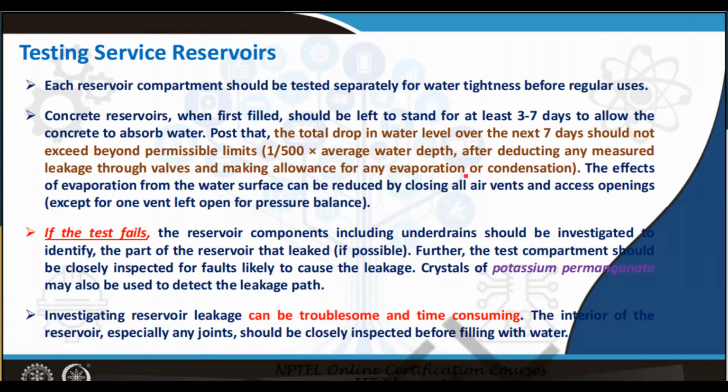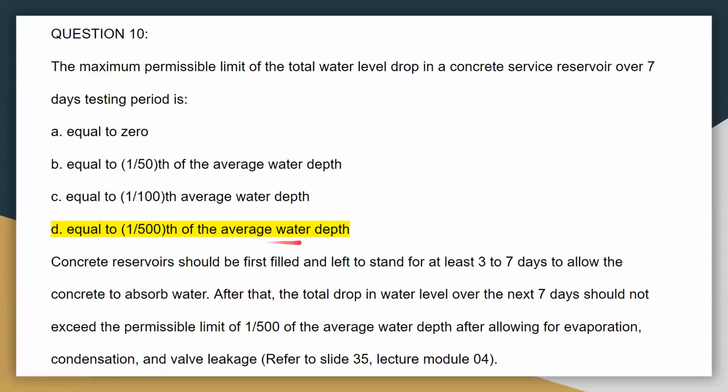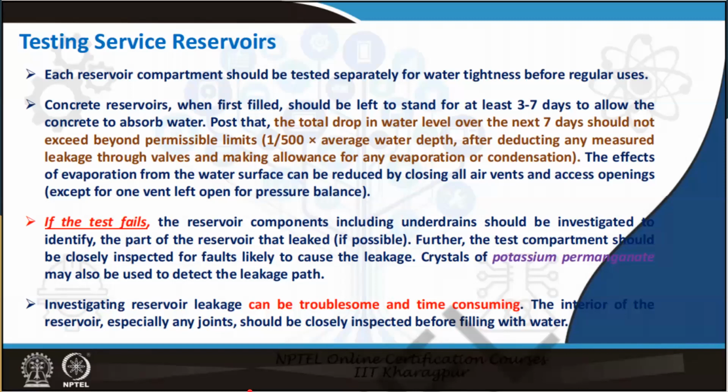So what is the permissible limit? 3 to 7 days it has to be left to stand in the water, and in the next 7 days the water should not drop to more than 1/500 of the average water depth after all the leakages and allowance for evaporation have been considered. So the answer here would be equal to 1/500 of the average water depth. You can see here 3 to 7 days. In the next 7 days the drop in the water level should not exceed 1/500 of the average water depth. So this is the test for water tightness of a concrete reservoir.